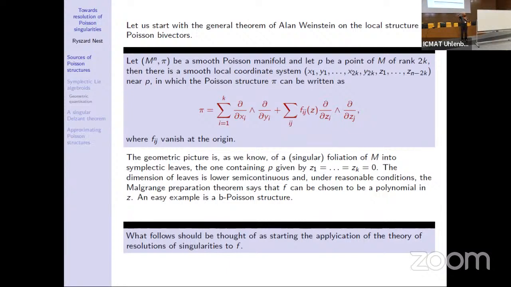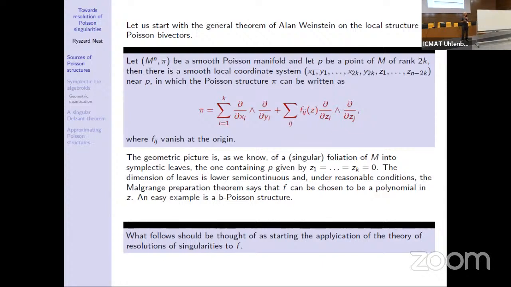You pick up a point. There is a symplectic leaf going through this point. In the neighborhood of it, there is this kind of correction, where f is some function which vanishes at this point. So these leaves are lower semi-continuous.